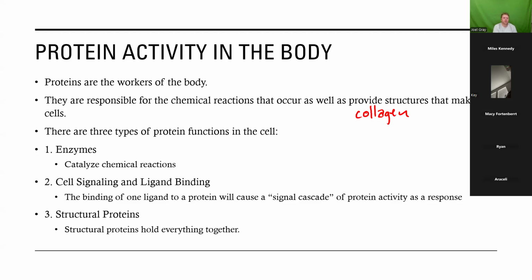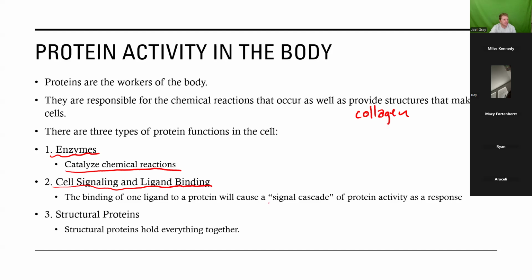Now, there are three major functions that proteins carry out. One is proteins can be enzymes. Enzymes are proteins that catalyze chemical reactions. Another thing that a protein can do is participate in cell signaling and ligand binding. The binding of one ligand to a protein will cause a signal cascade of protein activity as a response.